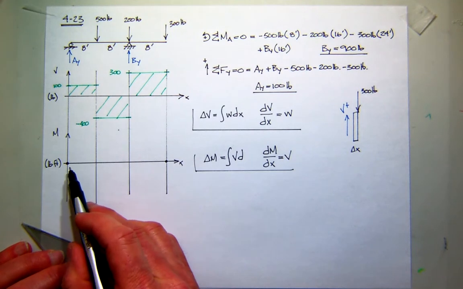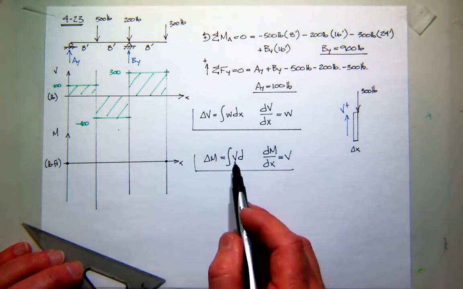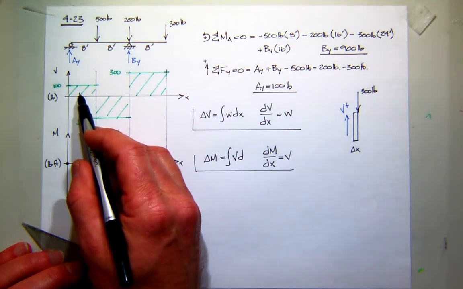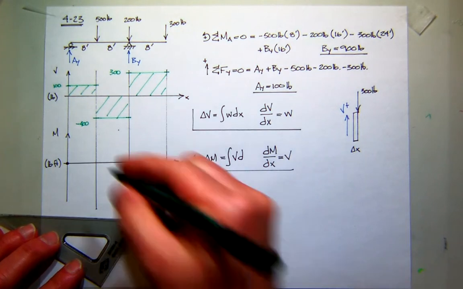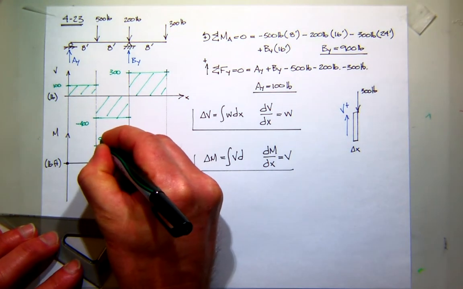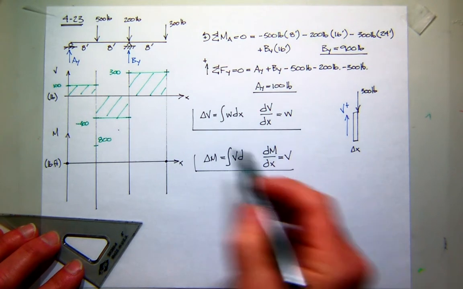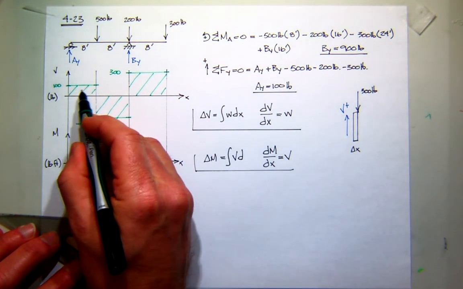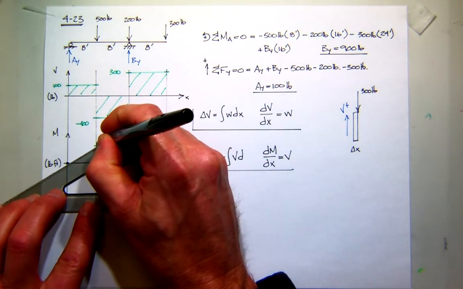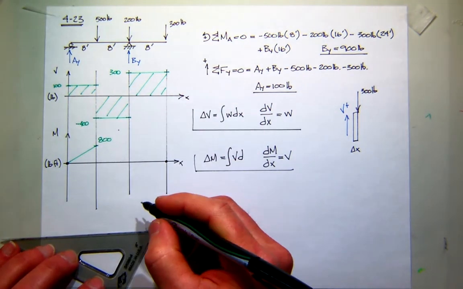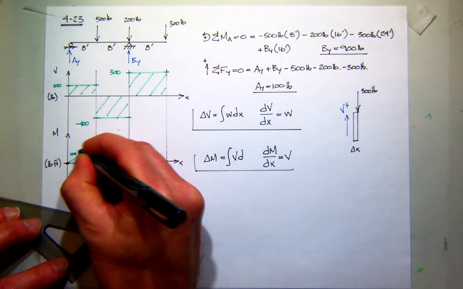So what's the change in moment over the first 8 feet? I'm starting at 0. According to this, it's the area of the shear diagram, which is what? 800. So 0 plus 800 is 800. The slope of the moment diagram is equal to the shear. What's the shear over the first 8 feet? It's constant and positive. So here's a constant positive slope. In fact, if you actually looked at it, it would be positive 100 to 1 for the slope.